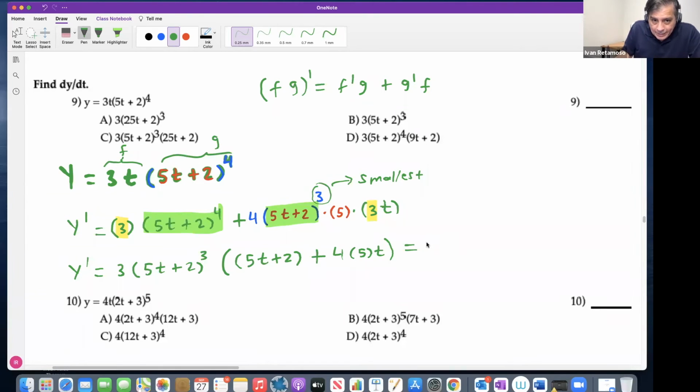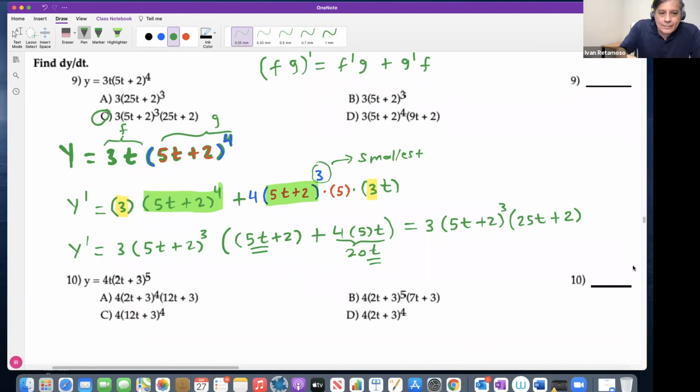Okay, now this will become 3 times (5t + 2) cubed, right? And then 5t plus 20t is 25t, right? Plus I have here the number 2, so plus 2. And this is it. This is what you have to look for among the choices. And if you do that, you will see that it is located here. You follow that, guys? 3 times (5t + 2) cubed times (25t + 2). There you go, right?